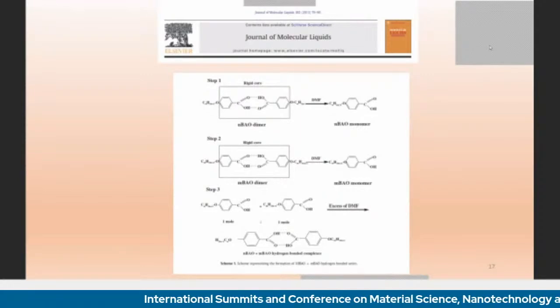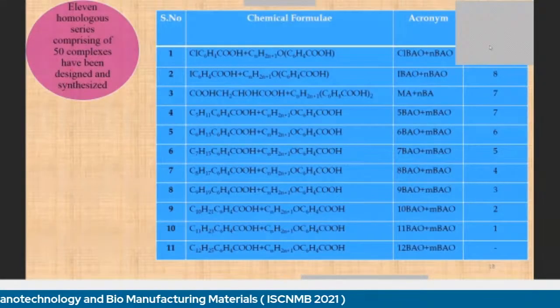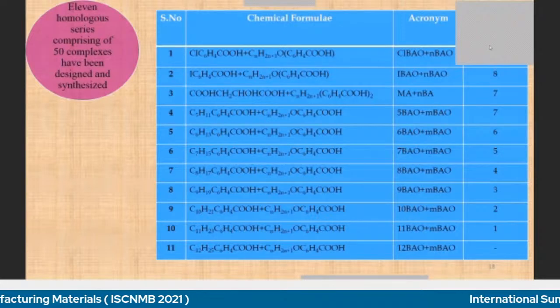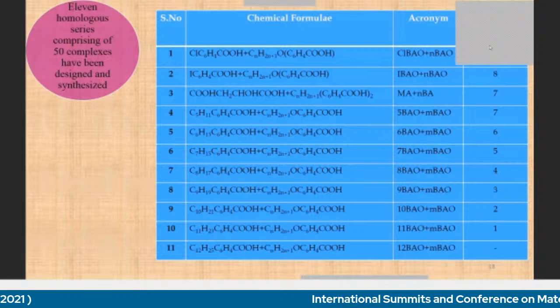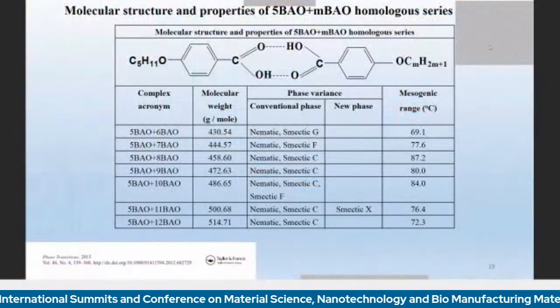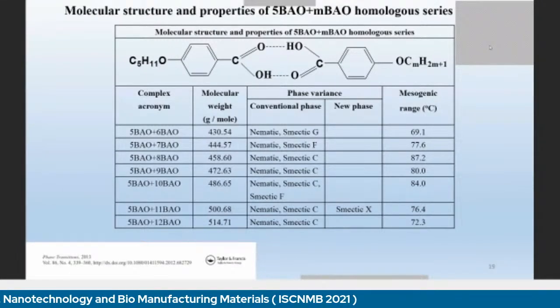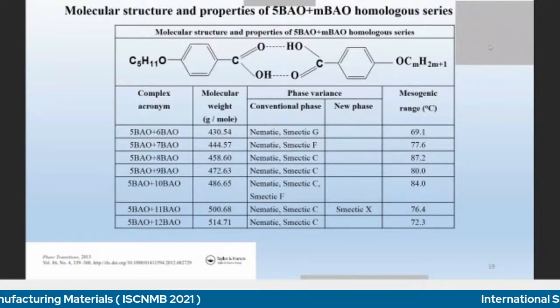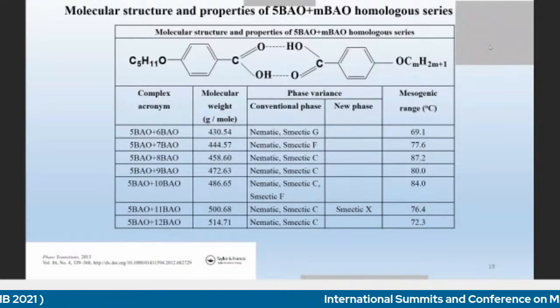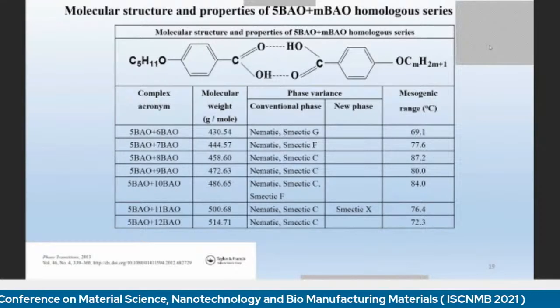And we have done extensive research on the optical, thermal, and dielectric properties exhibited by the complexes of this particular homologous series. So 11 homologous series comprising 50 complexes have been designed and synthesized. So these are the complexes, this is the series, and the number of complexes has been listed in the table. So from the table, from POM studies and DSC studies, we could finally get data for the different complexes. For example, this is a representative case for 5BAO plus 6BAO. Here we could vary the carbon number from 6 to 12, with the molecular weight, the corresponding phase variants possessed by the complexes, and the corresponding mesogenic range.